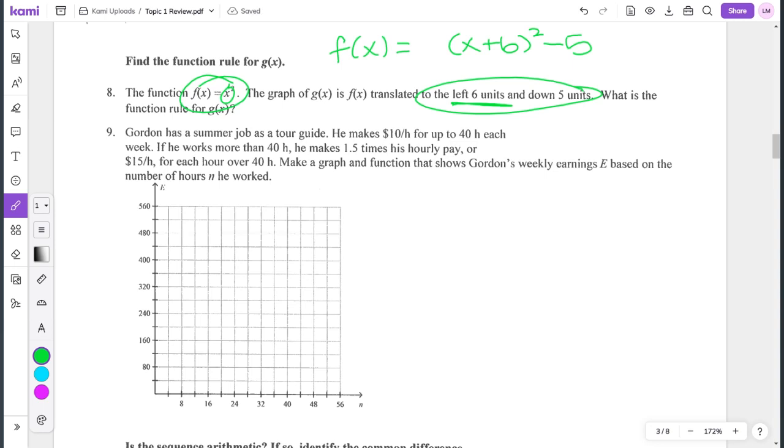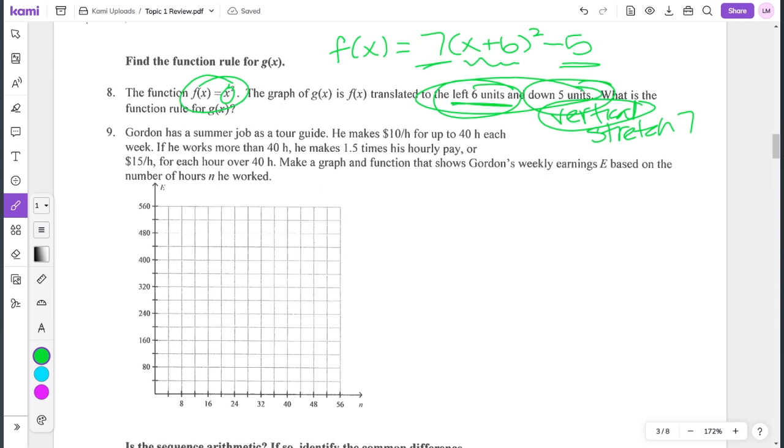If it also said vertical stretch, let's say it said vertical stretch of 7, I would put a 7 in the front. All right, I know ours didn't say that, but I'm just saying if it did. Or if it said a reflection, it would be negative. So things that happen vertically are on the outside of my function. Left or right movements are on the inside of my function. I think I said graph, but function.